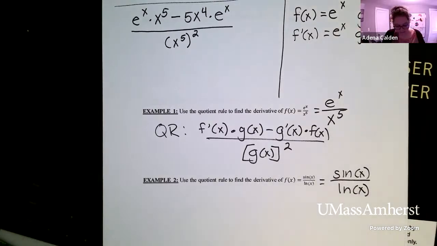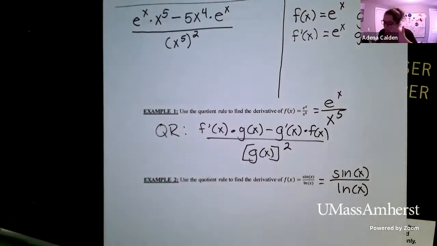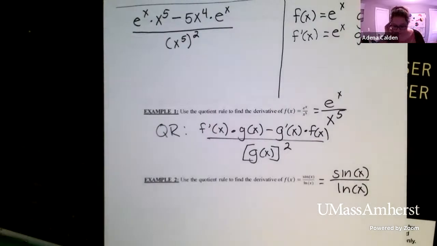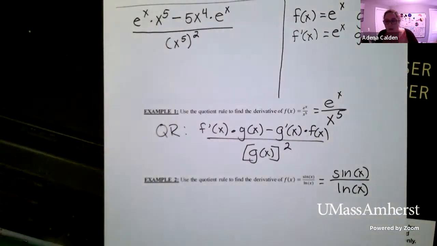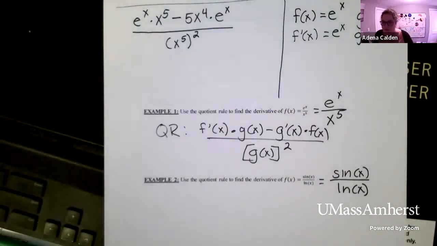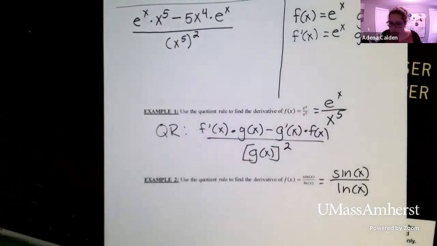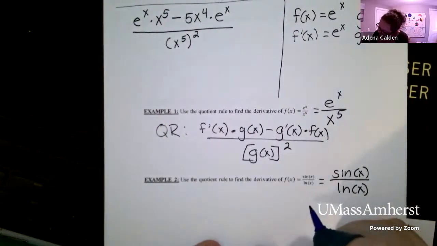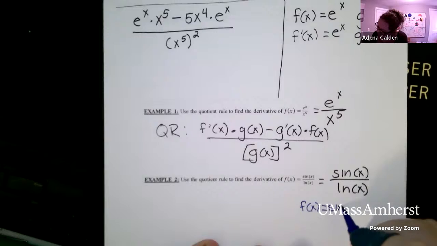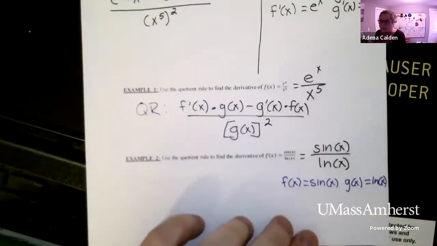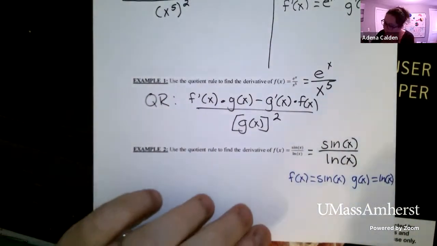All right. So again, the order is incredibly important here. So we don't have a choice in what is our f and what is our g. Our top function is always our f function, and our g function is always the bottom function. So here, my top function is sine x. My bottom function is ln x. So I set up my f and my g accordingly.